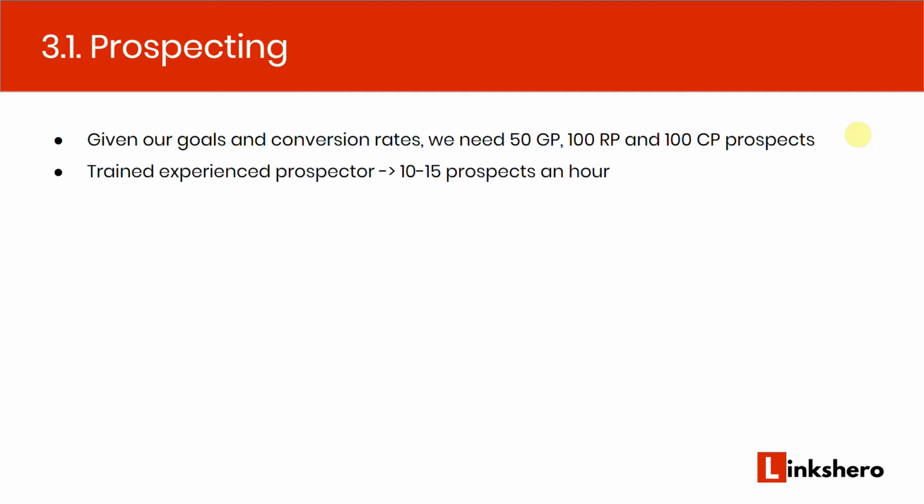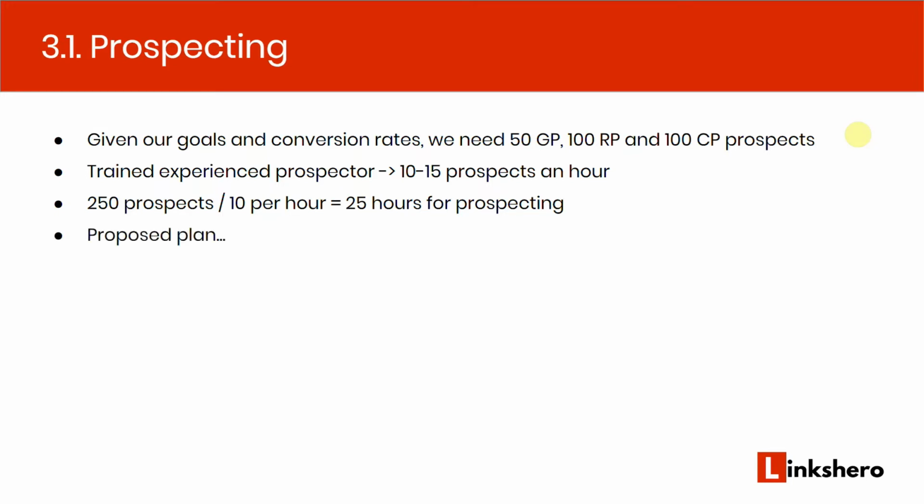Just to give you some numbers here, a trained experienced prospector would accomplish maybe 10-15 prospects an hour. That involves writing down the people's emails, their first name, basically filling up the URL spreadsheet, the spreadsheet that we use for outreach afterwards. We need 250 prospects in total, and 10 per hour will be conservative. So that's around 20 hours for prospecting.